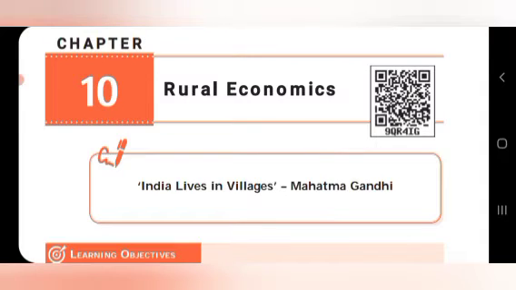Today we are going to start a new chapter. This is your 10th chapter, Rural Economics. In this chapter, we have to understand the features of rural economy, to highlight the needs to develop rural areas, to bring into the light the problems of rural villages, and to familiarize the initiatives undertaken by the government. Okay, this is the concept we have to learn in this lesson.